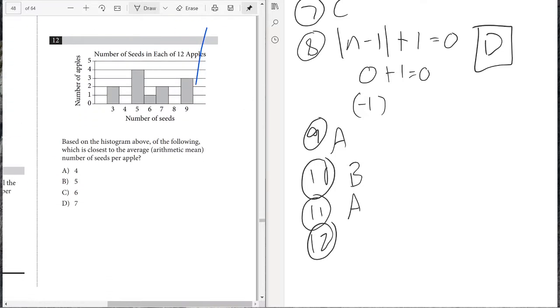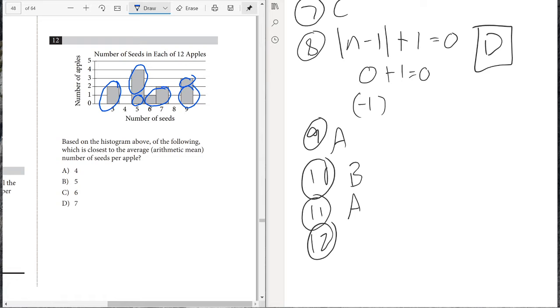Number of seeds in each of 12 apples. Okay. 12 apples. 2, 6, yeah, it looks like 12. Based on the screen, closest. The average number of seeds per apple. Okay. So number of apples, number of seeds. So if I plot this a little bit differently, maybe. Nah, it's all right. I'll just count the number of apples. So there's two apples here. Let's get rid of that. So there's two there, two there, one there, one there. And then 1, 2, 3, 1, 2, 3. So it's right in between. It'd be like 5.5.